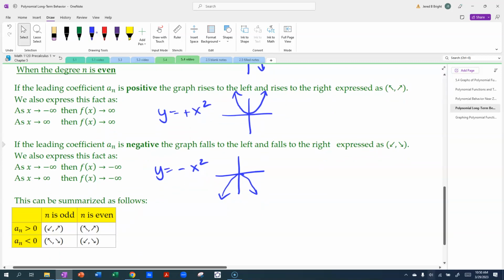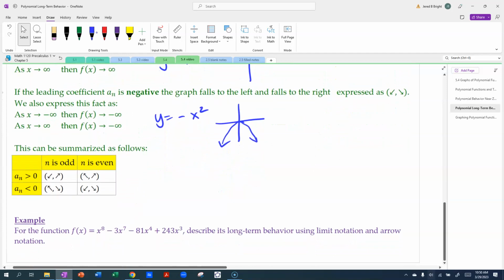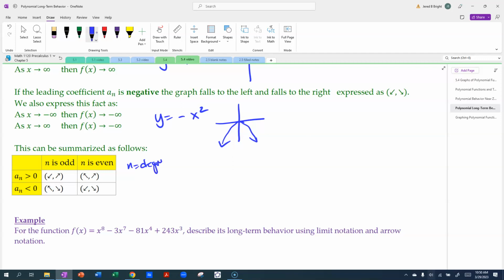All 4 cases I capture in this little table. So you just have to determine n, which is your degree. So n is degree. Is your degree even or odd? And then a_n is your leading coefficient.